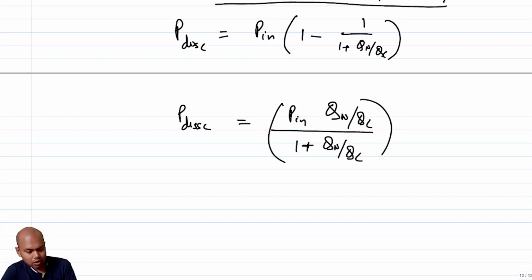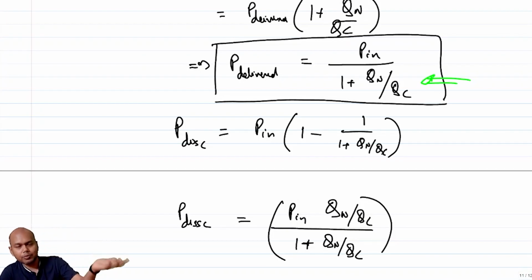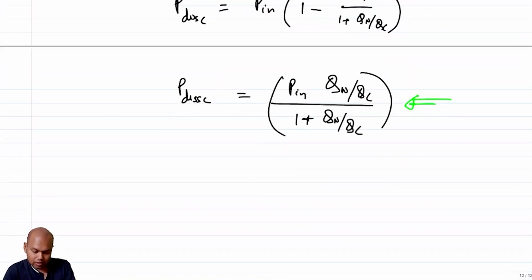Okay, so can you comment on whether you would like to keep the Qn as high as possible or as low as possible for a given Qc? Of course, you would like to keep Qn as low as possible, because if you keep Qn high, you are going to have a lot of loss. From this expression you can figure out that if Qn is high, then the denominator is big, which means the ultimate power delivered is low, right?